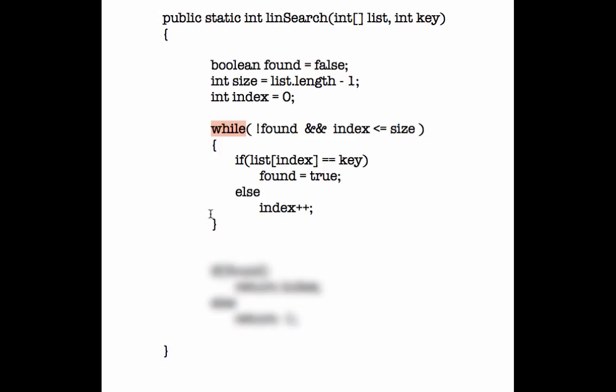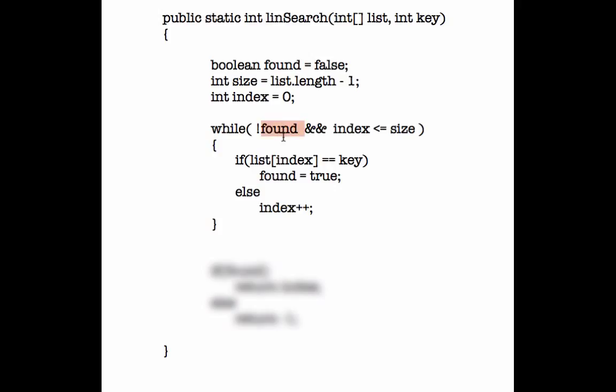Now the while loop, notice that it has two conditions joined by an and. It has a condition that says not found and a condition that says index less than or equal to size. Now the important thing to realize is that because of the and, these two conditions must be true at the same time and at all times for the while loop to iterate. If one of the two conditions is false, the loop will stop. So found, I'm going to use to stop the loop.